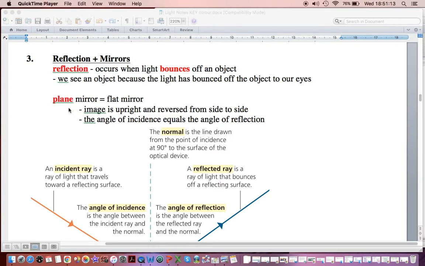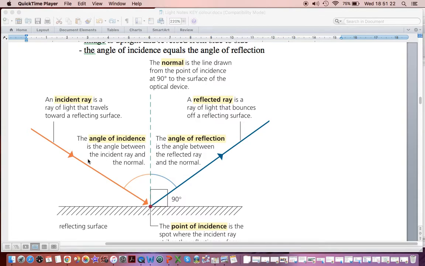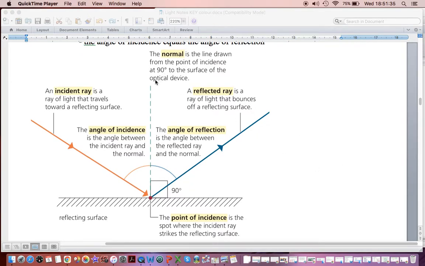We started with a plane mirror, and plane just means flat. And we get an upright image, and it will be reversed side to side. You did an activity where you learned that the angle of incidence equals the angle of reflection. The incoming ray that strikes the surface is an incident ray, and the ray that bounces off is called the reflective ray. Something you have to get used to is at 90 degrees to our mirror, we have something called the normal, and by convention we do all our measurements from the normal.